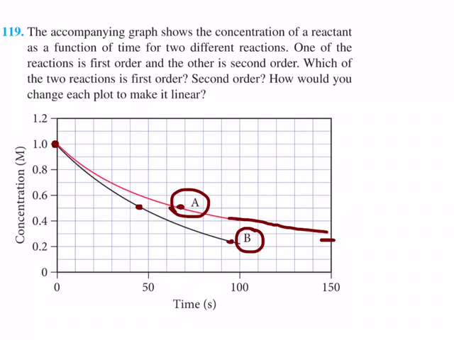To make them linear, if we were to graph the natural log of concentration versus time, then the first order process, graph B, would have become linear, a falling straight line. If we graphed reciprocal of concentration versus time, the graph A would have become linear, a rising straight line.